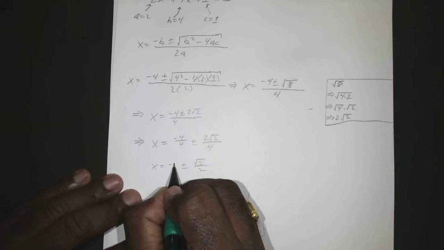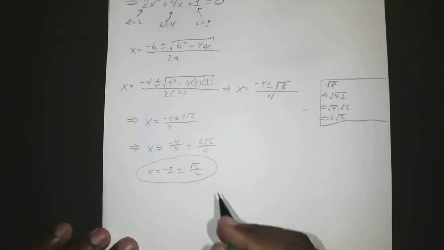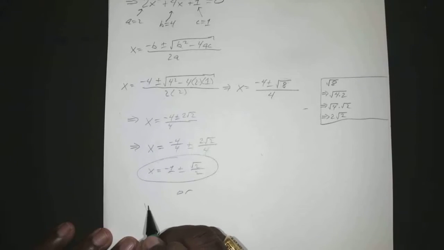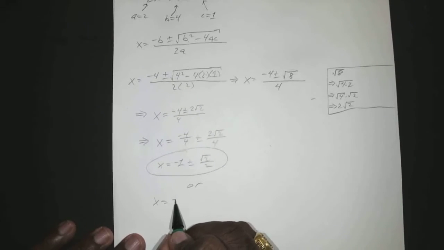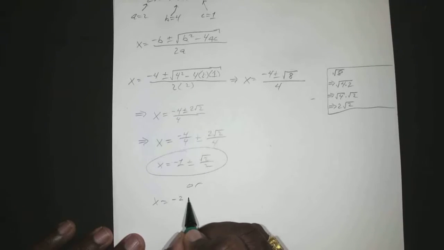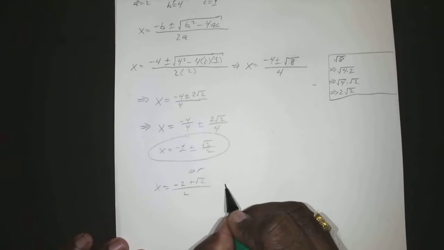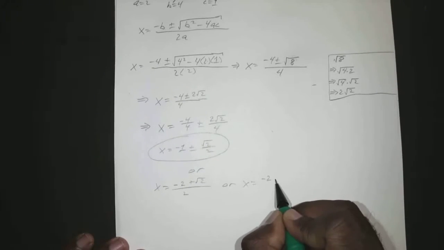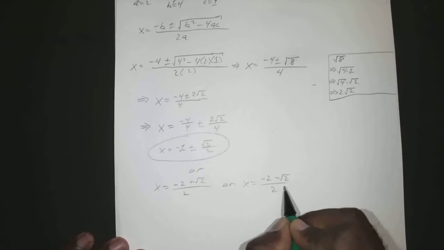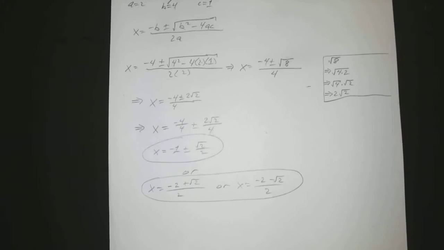And so you can write it either this way, or if you multiply this by 2 over 2, you can make that negative 2 plus square root of 2 over 2, or x equals negative 2 minus square root of 2 over 2. Okay, so if it doesn't take it this way, then you know you have to kind of tweak it a little bit.